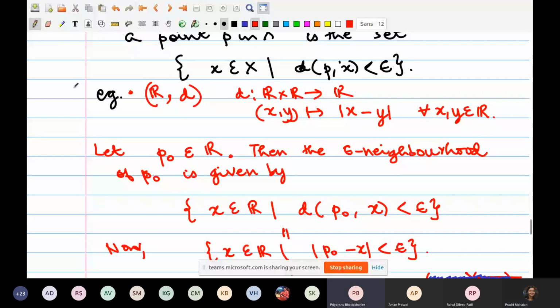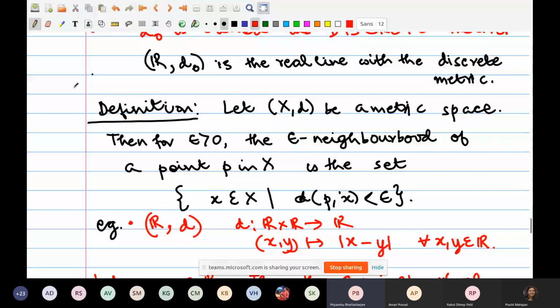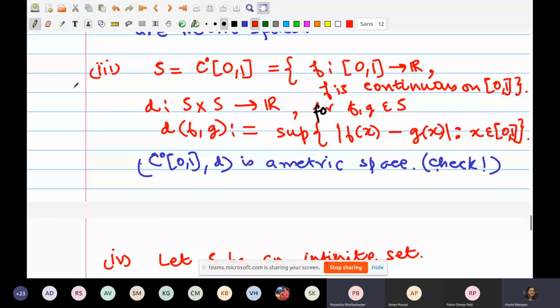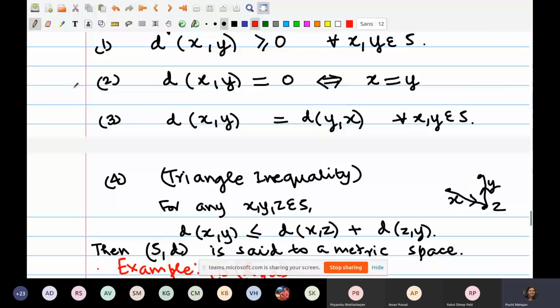Ma'am, before you start, I have a doubt. Can I define a metric space between two elements that belong to different spaces? For example, if I take one element that belongs to R3 and another element in R2, can I do that? No, no. A metric space just measures distance between two elements of the same set. It's a distance function.